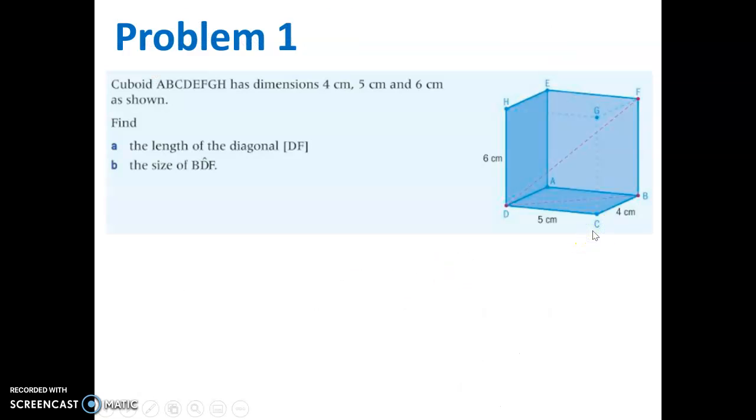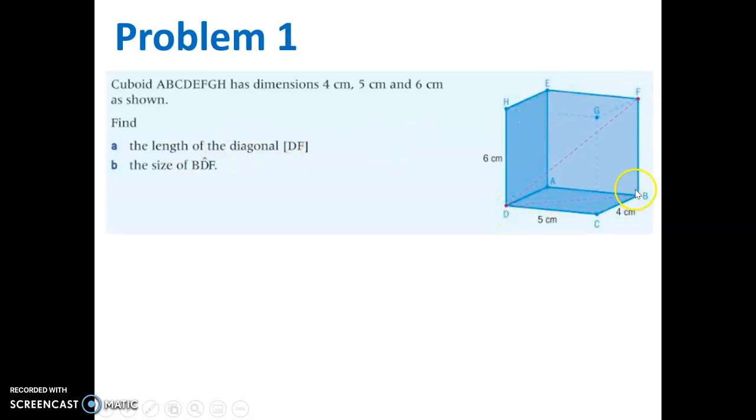Here's our first problem. We're going to do 3 problems, only 3, but they're a little bit tricky, so that's why we're spending a little time on these 3. Let's look at this first one. We have a cuboid. It has dimensions of 4 by 5 by 6, and we can see them here. Okay, it says find the length of the diagonal DF. So it even drew it for you.